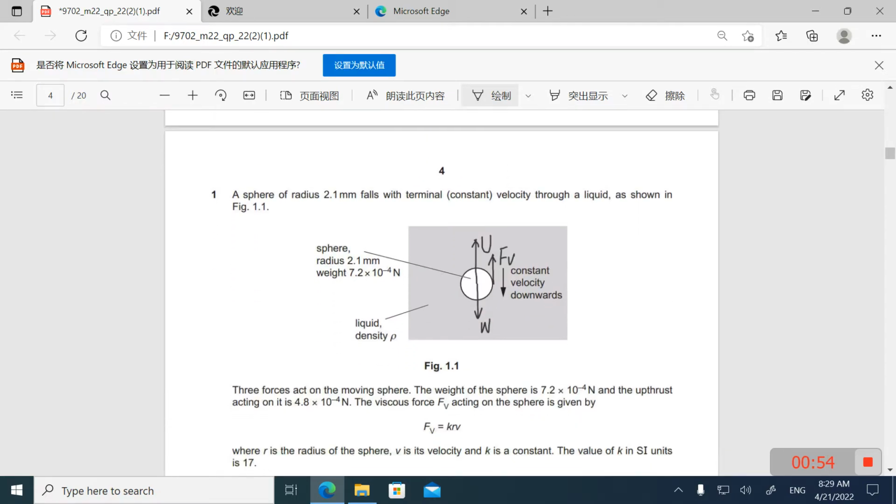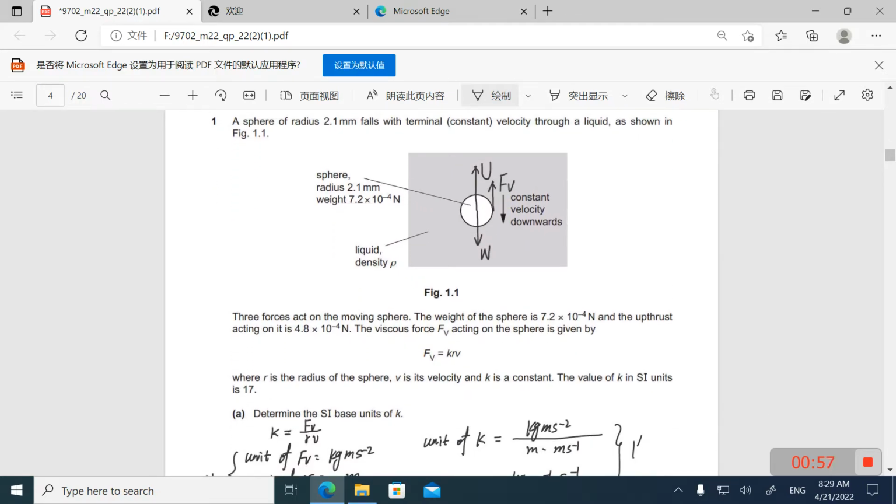For question number 1, the question says a sphere of radius r. Whenever you have any important thing in that, it's better to underline that one. 2.1 millimeter falls with terminal velocity through a liquid as shown in figure 1.1. Three forces act on the moving sphere. The weight of the sphere is 7.2 × 10^-4 Newton, and the upthrust force acting on it is 4.8 × 10^-4 Newton.